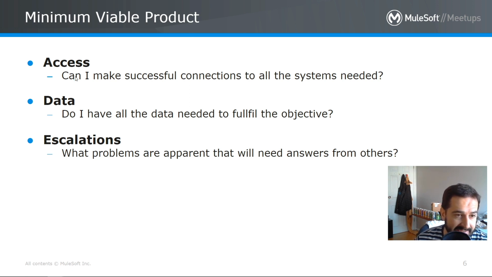The first one is access. Can I make successful connections to all the systems needed? So for databases, if it's an Oracle database, I'll use a client such as MS Studio, and I'll try to see if I can make a connection to all the databases that I need. If it's an API, I'll use Postman to recreate the requests that I need, and if it's FTP, I'll use FileZilla to make sure that I can access the directory locations that I need.